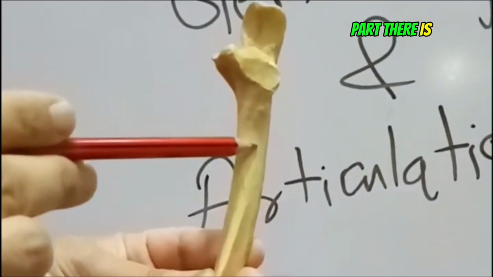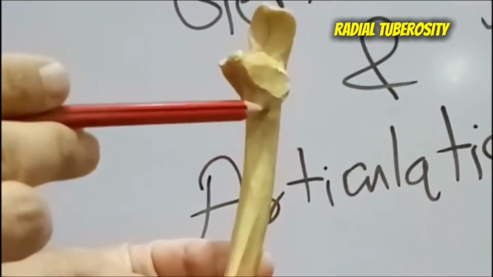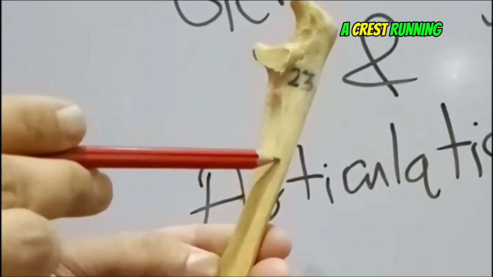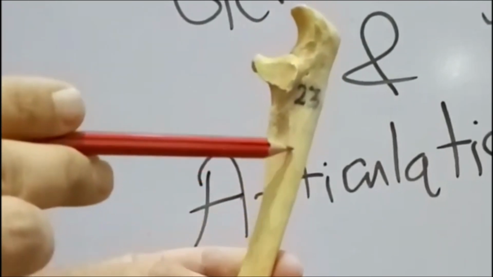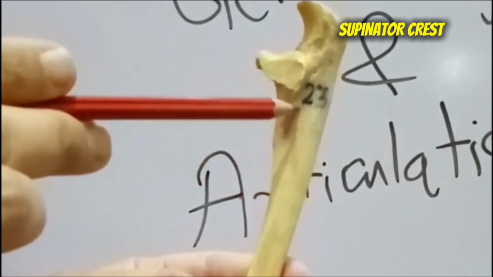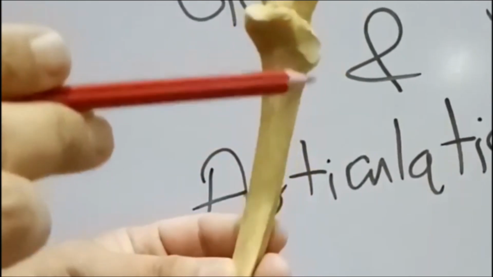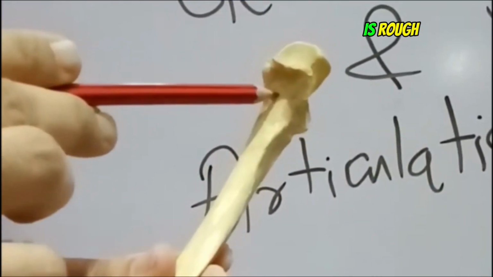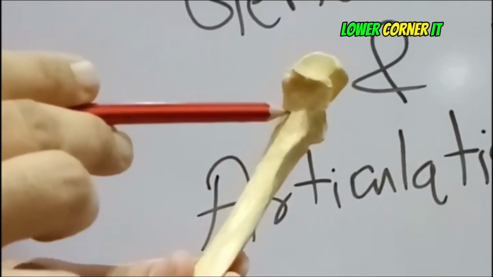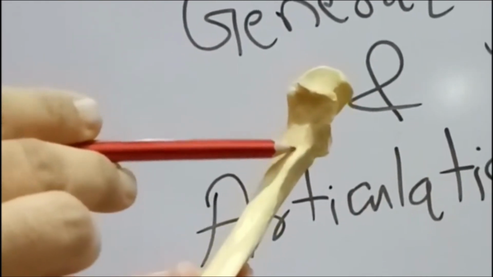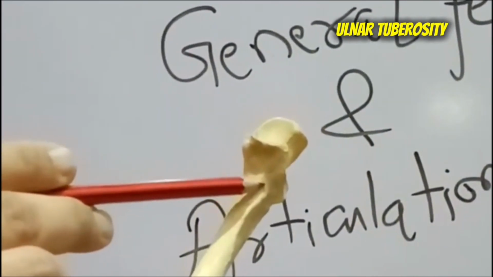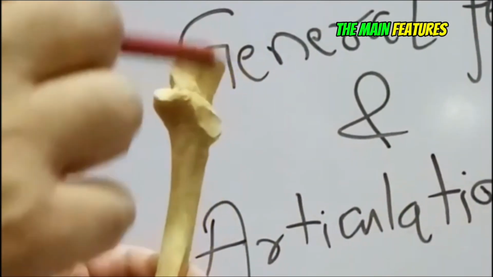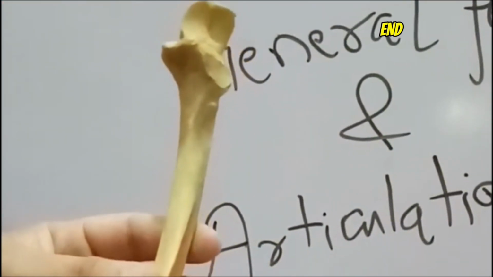In the lower part, there is a depressed area to accommodate the radial tuberosity, and just behind this, there is a crest running down. This is the supinator crest. Anteriorly, the anterior surface of the coronoid process is rough, and in the lower corner, it forms a rough tuberosity. It is known as the ulnar tuberosity. So these are the main features of the upper end.